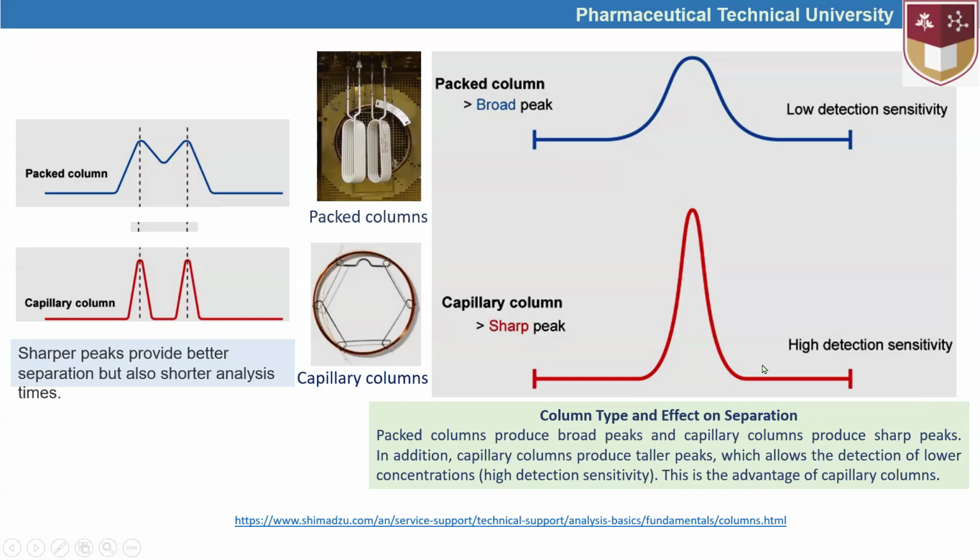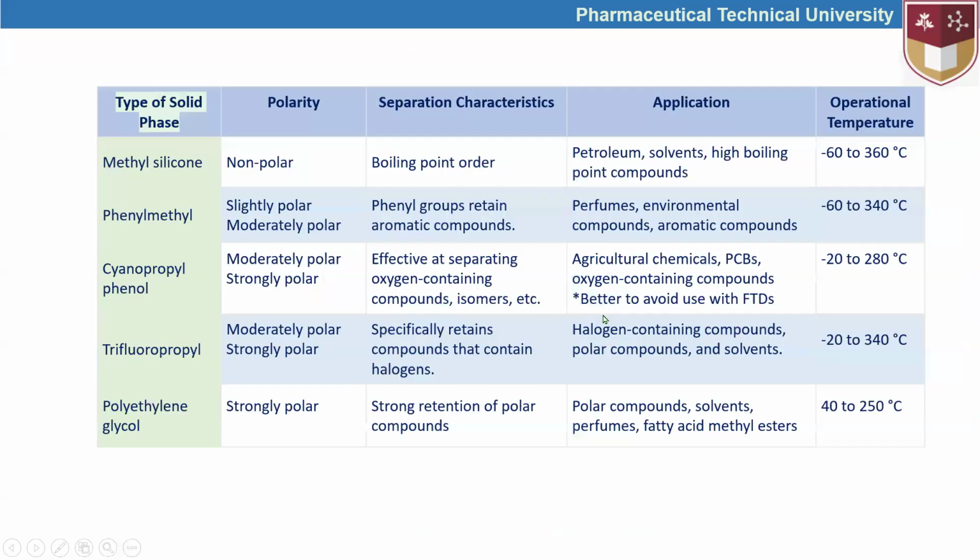Therefore, the capillary column might provide high detection sensitivity. Packed columns produce broad peaks, and capillary columns produce sharp peaks. In addition, capillary columns produce taller peaks, which allows the detection of lower concentrations, with high detection sensitivity. This is an advantage of the capillary column. So if the quantity is limited in your sample, and there is an option to select the gas chromatograph, it's better to choose the one provided with capillary columns.